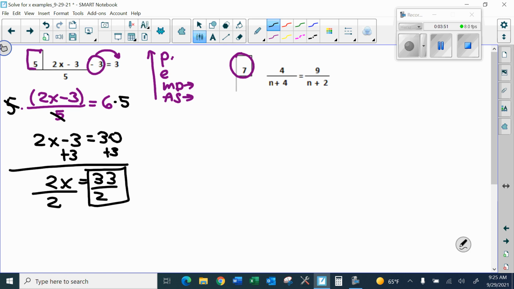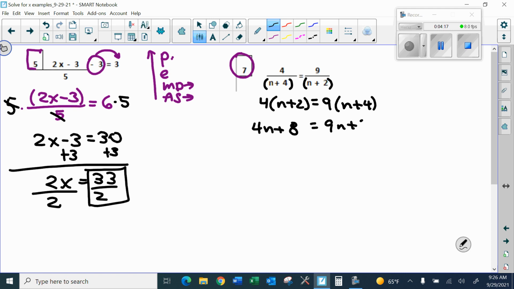All right, number 7. Again, remember I said when there's more than one term in the numerator or denominator, I put parentheses around it. Now, whenever I solve a proportion, the easiest way to do it, as you've been taught, is to cross multiply. So go ahead and do that. So I have 4 times the quantity n plus 2 equals 9 times the quantity n plus 4. Now I distribute. 4n plus 8 equals 9n plus 36.